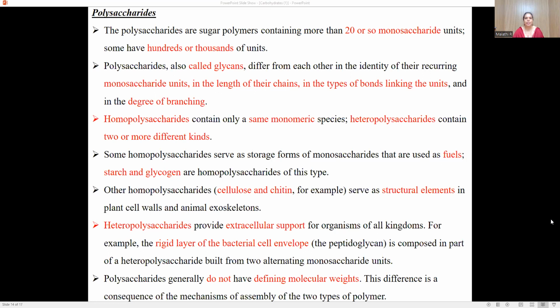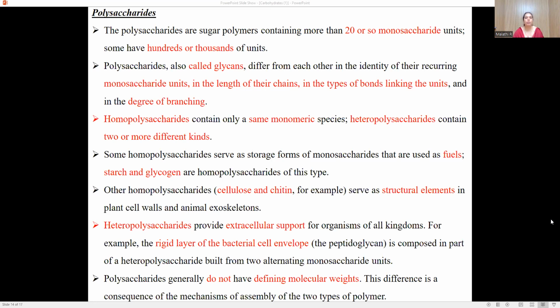In this session, we will discuss the third classification of carbohydrate, which is polysaccharide. Under the basic classification of carbohydrate, we have monosaccharides, oligosaccharides, and polysaccharides. We have already completed monosaccharides and oligosaccharides, including disaccharides and trisaccharides. Now we are going to see polysaccharides.